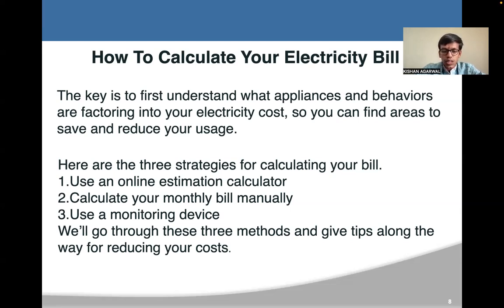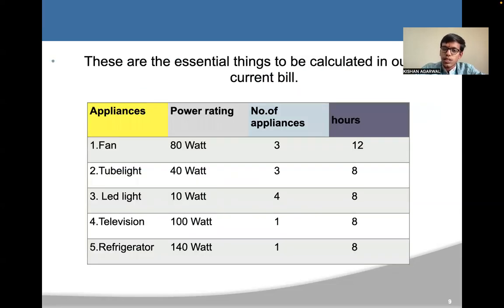You can use an online estimation calculator to calculate. I'm giving a basic example using 5 devices: fan, tube light, LED light, television, and refrigerator. Here we have given the power rating, like 80 watts, 40 watts, the amount of energy consumed by the particular device, and how many appliances a general home contains.